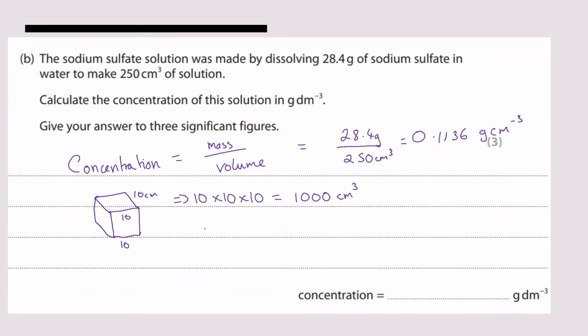1,000 centimeters cubed. So all we have to do is 28.4 grams divided by 1,000. Okay, so 28.4 divided by 1,000. It's actually kind of easy in the first question. 0.0284 grams per decimeter cubed. That was actually nice and easy. Gram per decimeter cubed. Okay, let's go on to the next one.